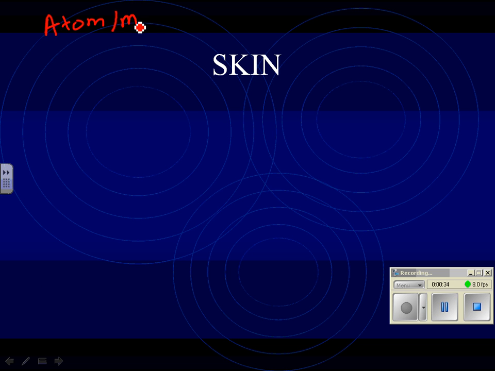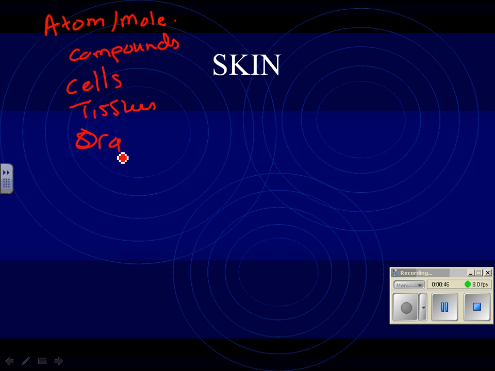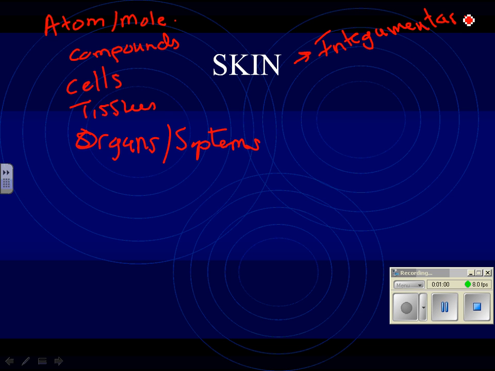atoms, molecules, compounds, cells, tissues, and now we're going to talk about organs and systems. And the first system is the system of which the skin is a part, or the integumentary system. Okay? The system which skin is a part, or the integumentary system.